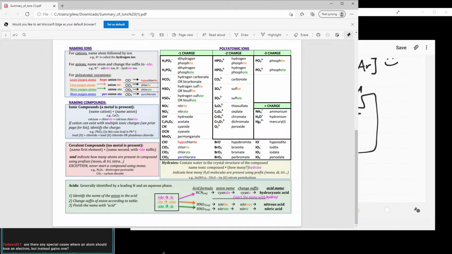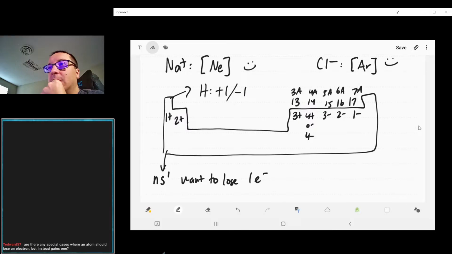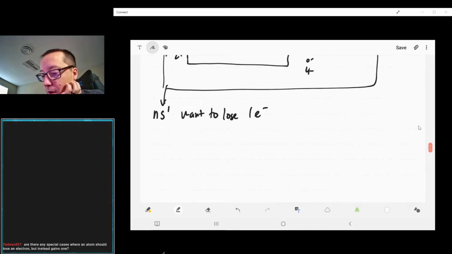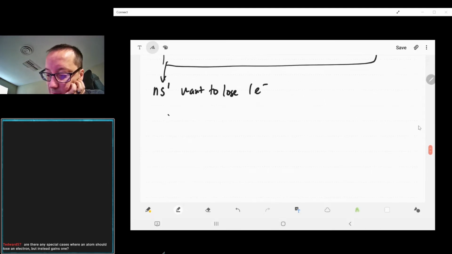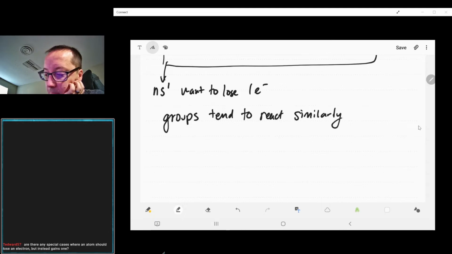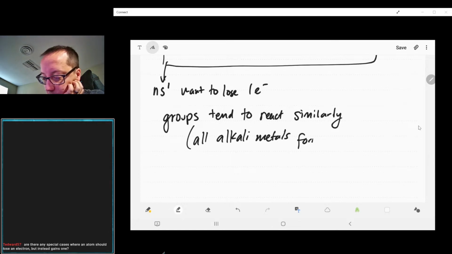Let's get rid of this window. So, we're going to see that all of these will tend to react similarly. So, just to write that out, groups tend to react similarly. That just means like all alkali metals, they form +1 ions in compounds.